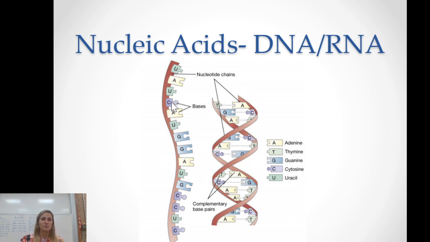Nucleic acid examples here. DNA is the double helix, so deoxyribonucleic acid. It has the 2 spines. And then the RNA is the single strand. Okay, so these are both examples of nucleic acids. Go ahead and insert a picture of DNA and RNA into your notes right now.